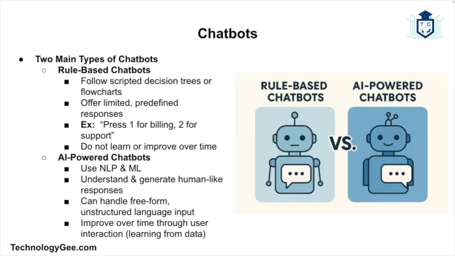And there are two main types of chatbots. The first one is called a rule-based chatbot, and this follows scripted flows and has limited responses. An example would be something like press 1 for billing or press 2 for support. Then you have AI-powered chatbots, and they use natural language processing and machine learning to understand input and generate responses. They can handle free-form language, and they essentially get quote-unquote smarter over time.